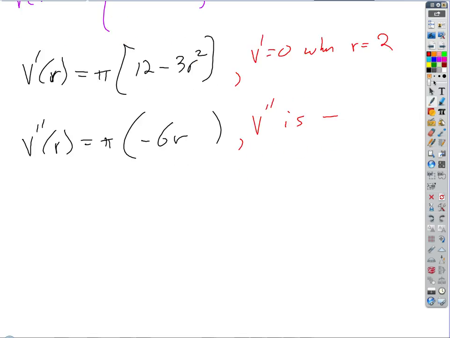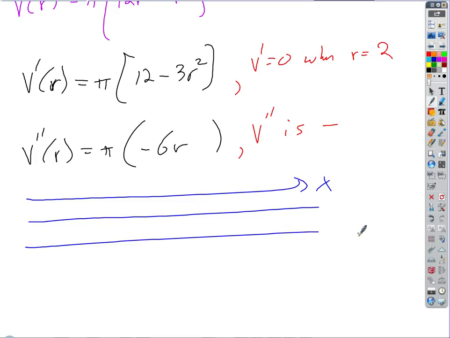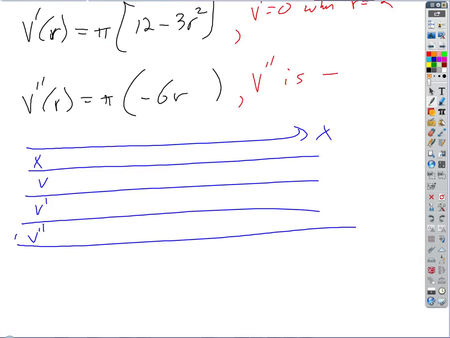So we end up then with the table. On our domain from 0 to square root of 12, we get 2 as our 0 of the first derivative, negative for the second.